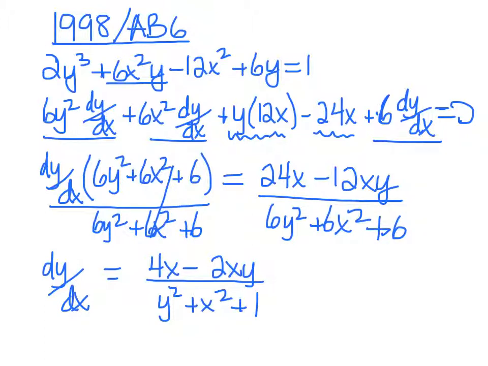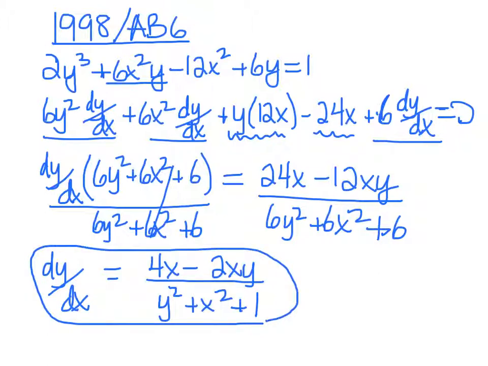They just had x squared plus y squared plus 1. But remember, addition is commutative, so that doesn't really matter. There we go. That's your answer for part A. Okay, all done.